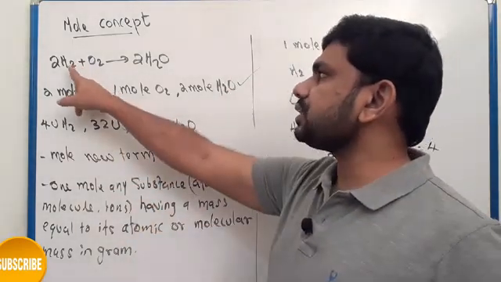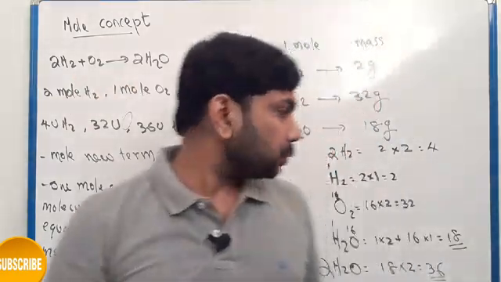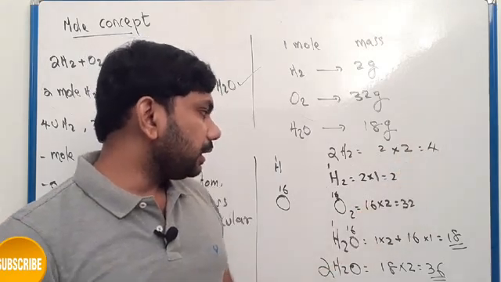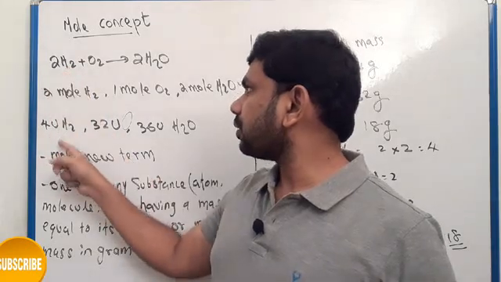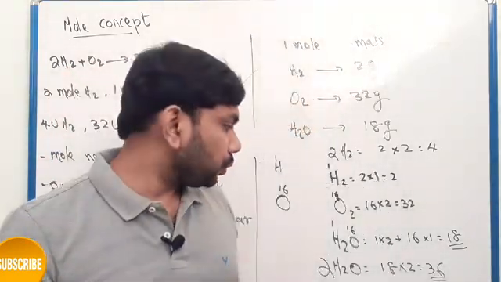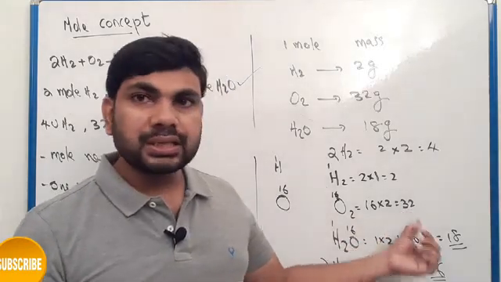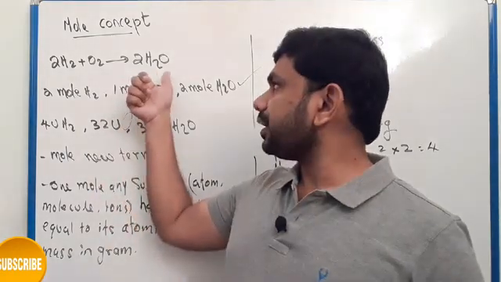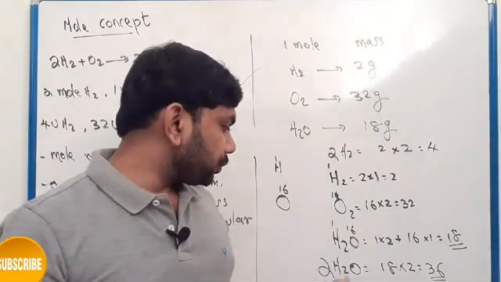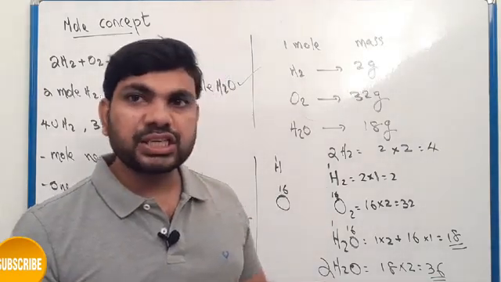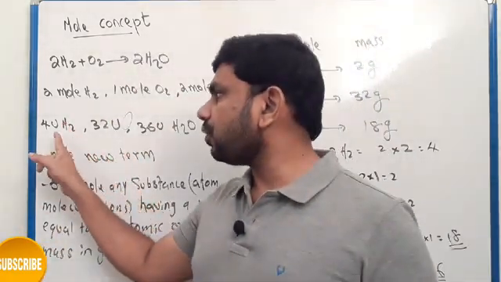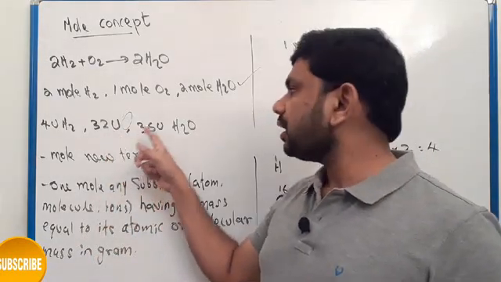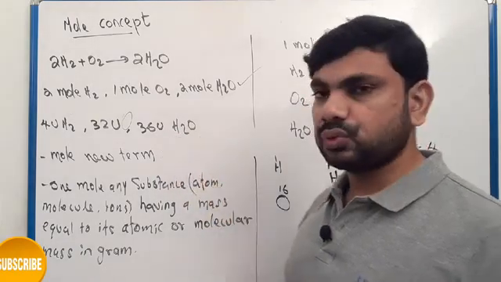Clear? So look here, I told you 2H2. What is the mass of 2H2? 2H2 means 4. Similarly, what is the mass of O2? O2 is 32. That's why here 32U of oxygen. Okay, 2H2O. What is the mass of 2H2O? 2H2O is 36. That's why we can say here 4 unified mass of hydrogen reacted with 32 unified mass of oxygen. It formed 36 unified mass of H2O.